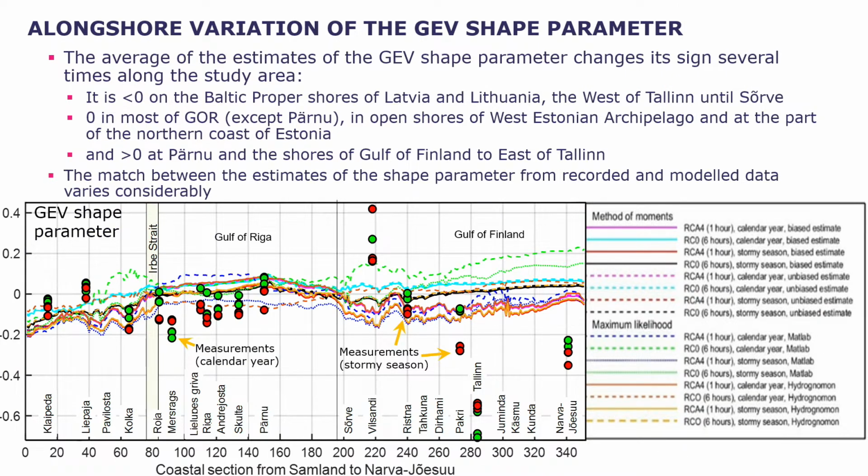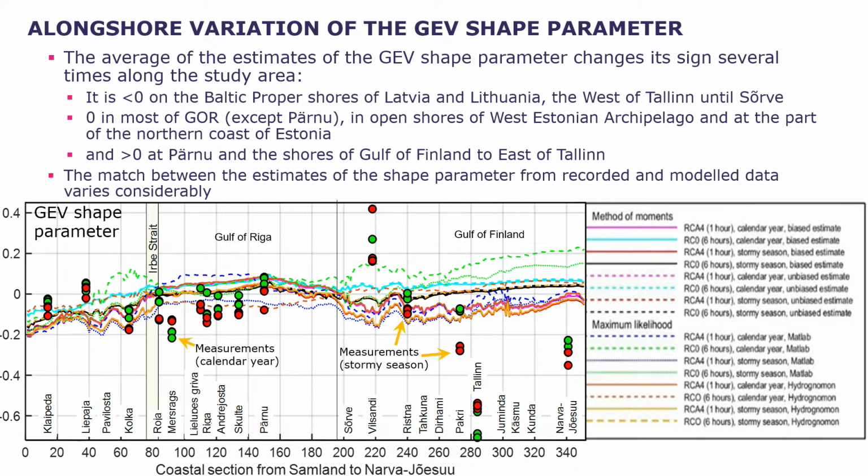And the different estimations for GEV shape parameter in most coastal regions do not match well, but the average of these estimations changes its sign several times along the study area, crosses the 0 line. It's maybe not perfectly visible everywhere here, but the average is below 0, negative, in the coasts of Baltic proper shores on the left side of the figure, and also at the west of Tallinn until Sõrve.